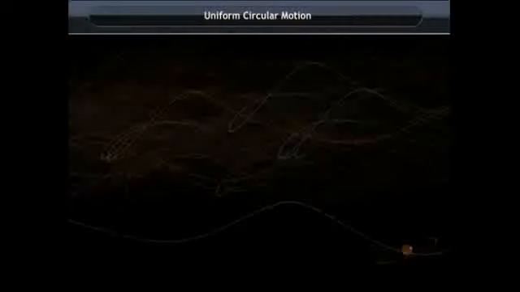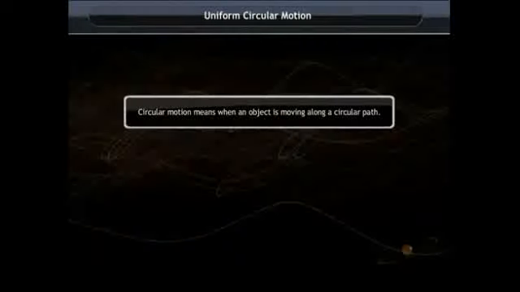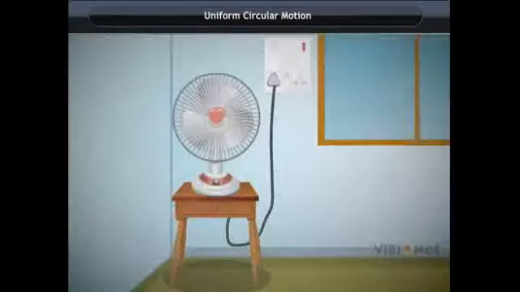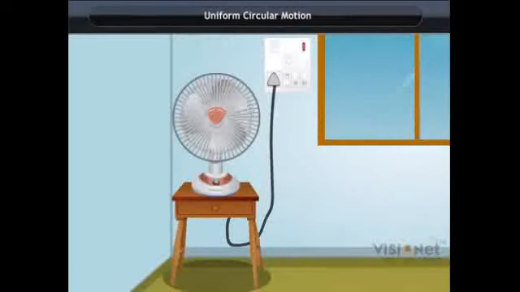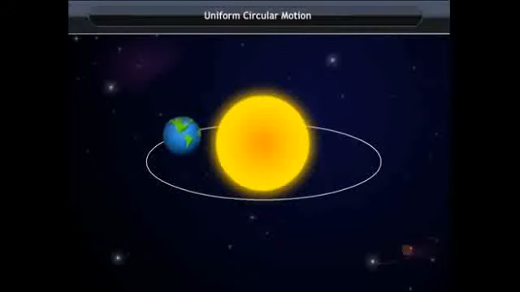Uniform circular motion. Circular motion means when an object is moving along a circular path. Examples: motion of blades of an electric fan, Earth moving around the sun. Let us explain with the help of an activity.